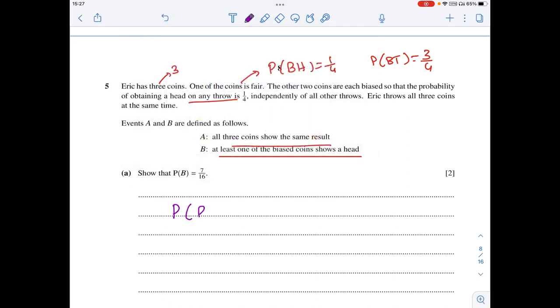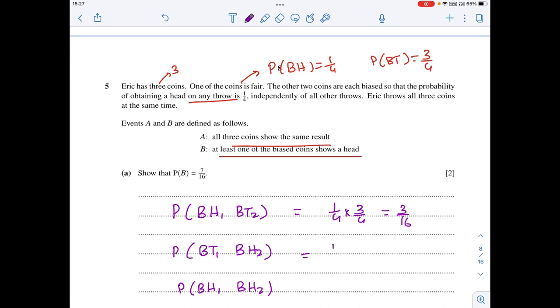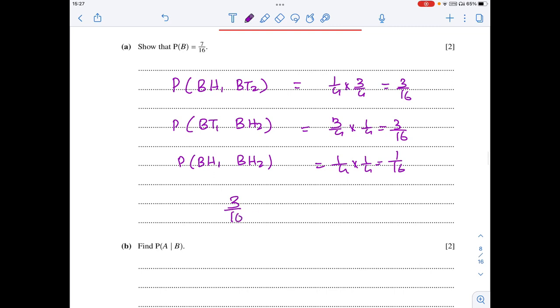So a biased coin can show one head and the other one will be showing a tail, or else the first biased coin is showing a tail and the second one is showing a head, or else both are showing head. The first biased coin is showing a head, the second biased coin is also showing a head. So this is 1 upon 4 times 3 upon 4, which is 3 upon 16. This is 3 upon 4 times 1 upon 4, which is 3 upon 16. This is 1 upon 4 times 1 upon 4, this is 1 upon 16. So total will be 3 upon 16 plus 3 upon 16 plus 1 upon 16, which is 7 upon 16.